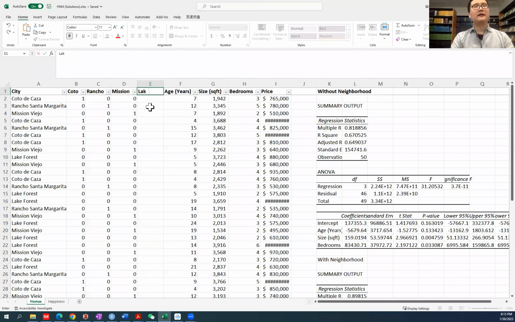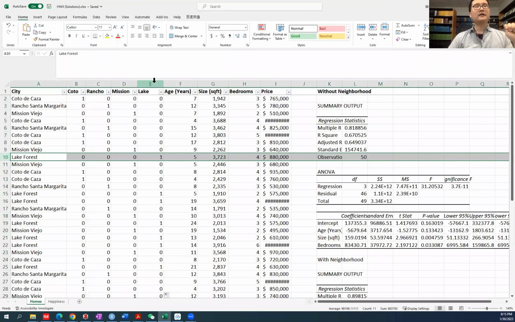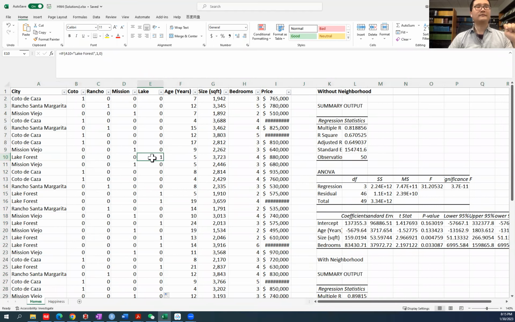So for example, I would build another indicator for Lake Forest. Using the same idea, if the city name of a house equals Lake Forest, then we assign 1, otherwise 0. Notice here that for a house from Lake Forest, this column equals 1 for Lake, whereas the other 3 indicators are all 0.